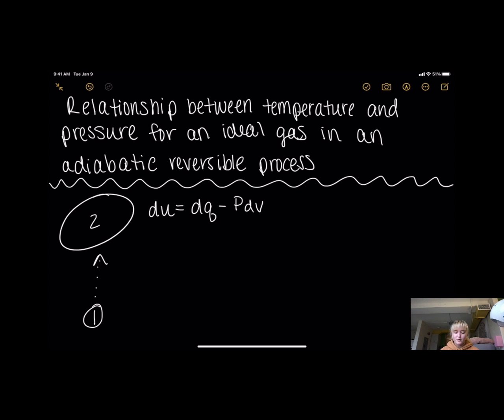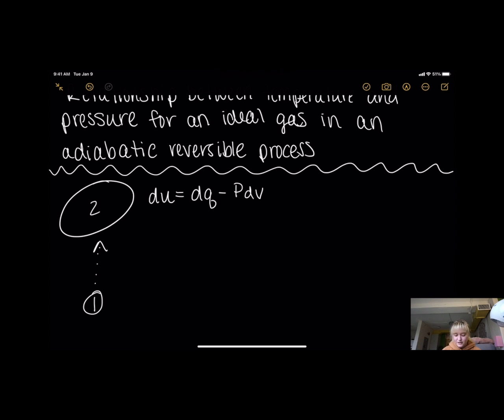In this video, I'm going to be deriving an expression that shows the relationship between temperature and pressure for an ideal gas in an adiabatic reversible process. So first we're going to start out here with the first law of thermodynamics.